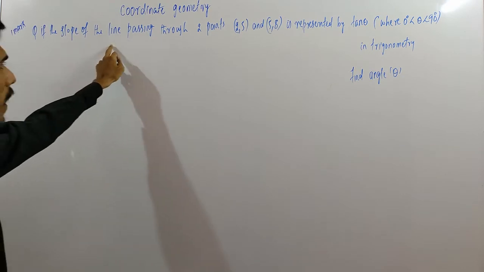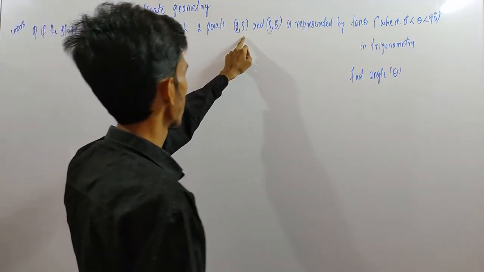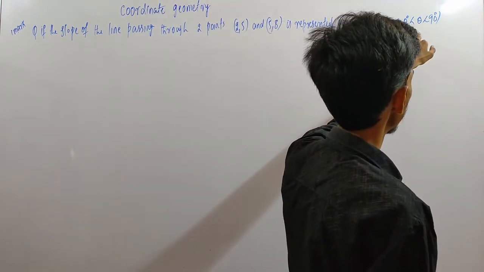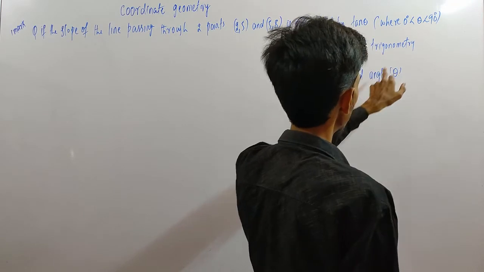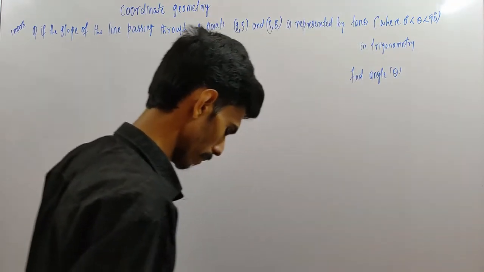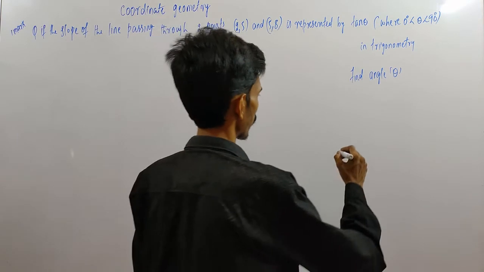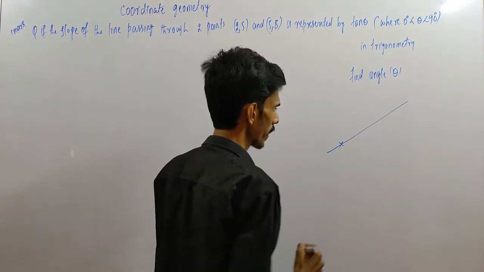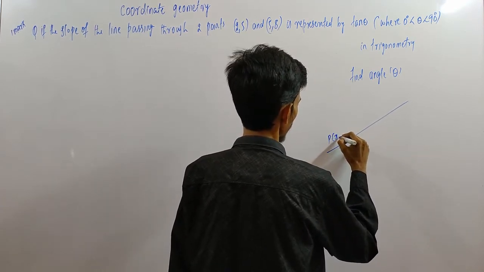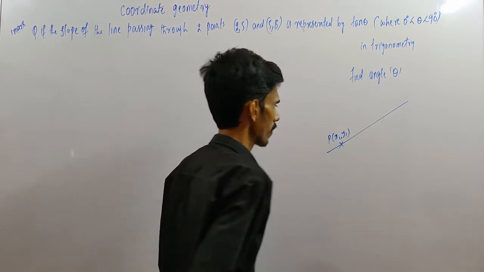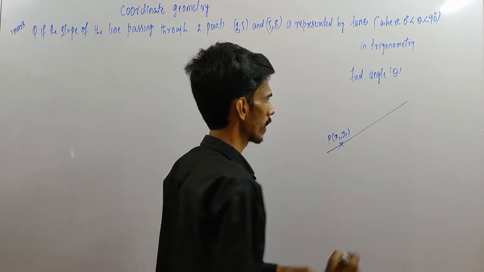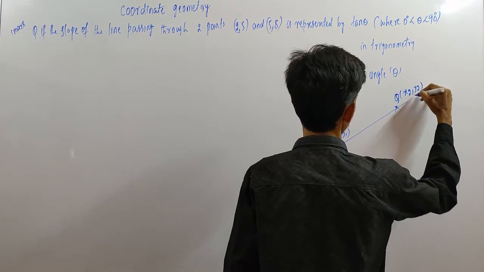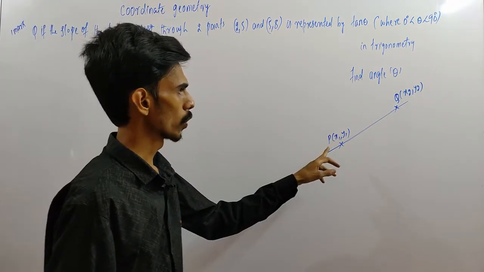If the slope of the line passing through 2 points (2, 5) and (5, 8) is represented by tan theta, where theta lies between 0 degree and 90 degree, in trigonometry, find the angle theta. We know that this is a line. Let us take 2 points. We have one point P of (x1, y1), another point Q (x2, y2). We have 2 points on a line.